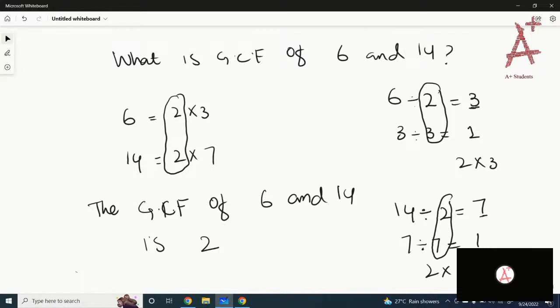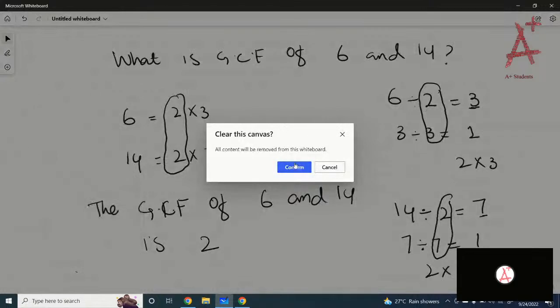Got it? Okay, on the top right corner, you have a test button. So just click on the test button so that we can do some examples. The first one is, what is the greatest common factor of... On the test, we have the same questions. So let's start with the test.